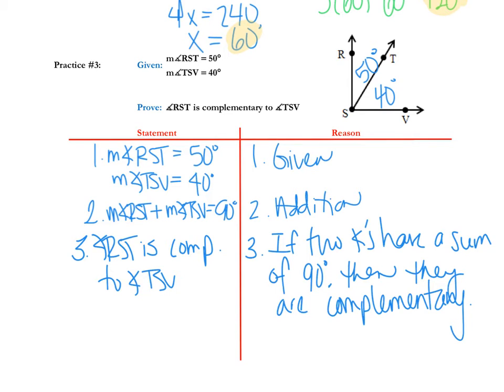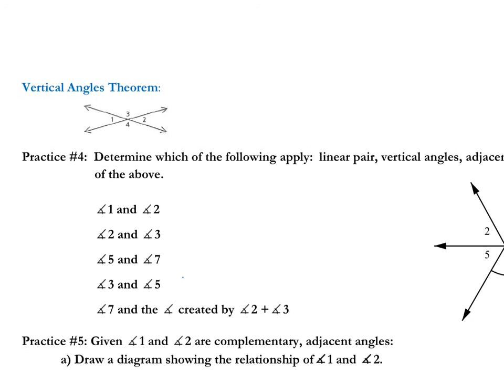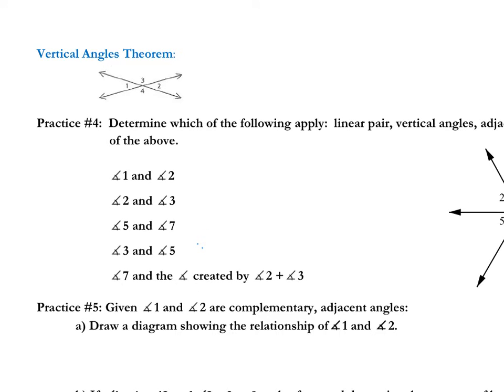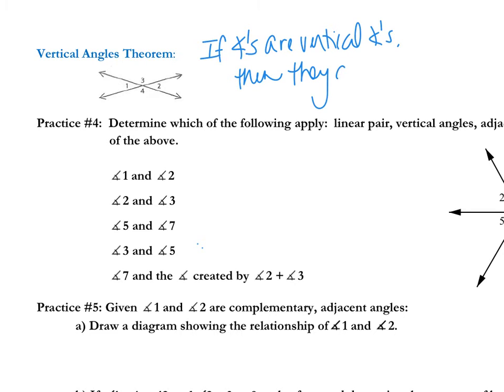Okay. All right, last page of notes. Vertical angles theorem. So the vertical angles theorem states basically just that vertical angles are congruent. So if angles are vertical angles, then they are congruent. This is another one of those definitions that you are going to want to know.